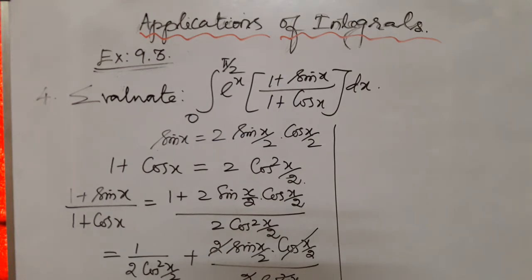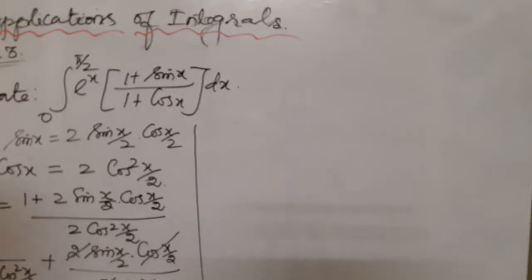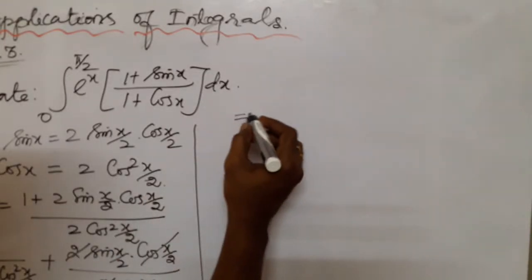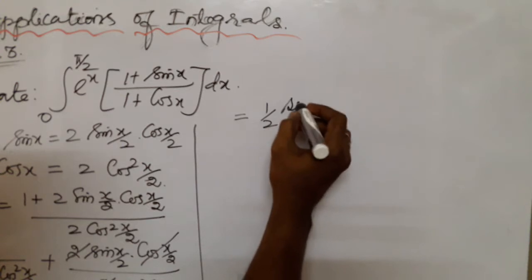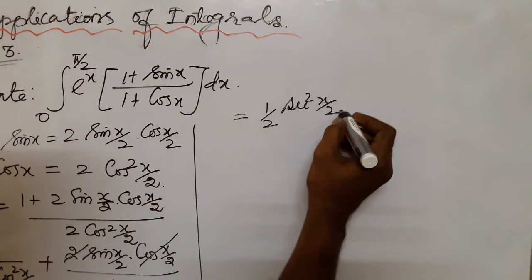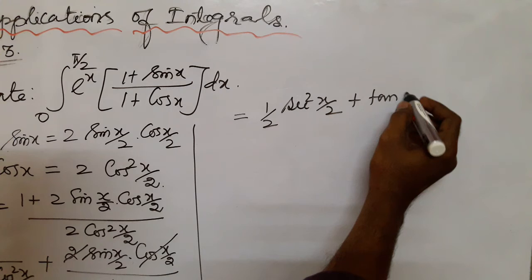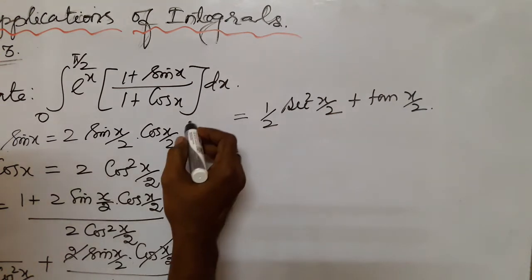Your 1 by cos square x by 2 can be written as secant square x by 2, and the second term, sin x by 2 by cos x by 2, is tan x by 2. So that is nothing but 1 by 2 times secant square x by 2 plus tan x by 2. So this is our fraction value.